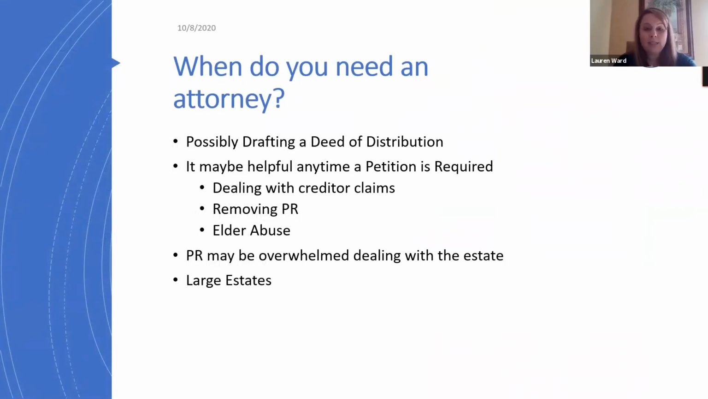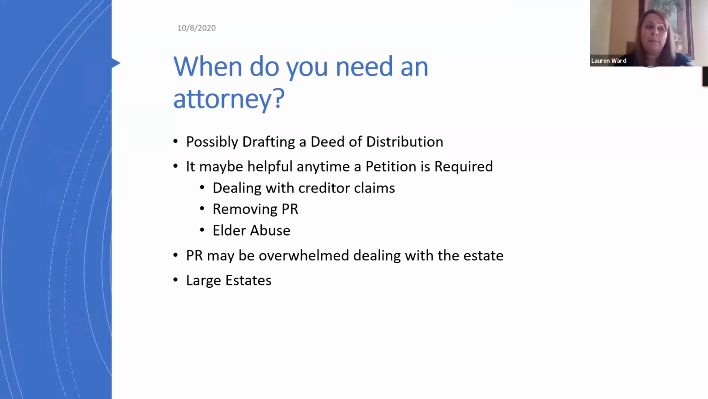So the probate process sometimes can be really simple, and you work with the probate court and you don't need an attorney, and you just work with the clerks there. There's times where I think it may be more important, like drafting a deed of distribution, since you want to make sure that's done properly for the real property, so there's no issues 20 years down the road and you have to look at a quiet title issue.